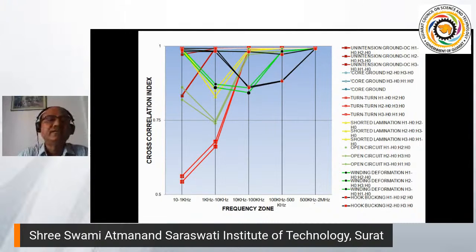Now here, in the different zones, different types of faults are created, and how the cross correlation coefficient (CCF) varies is checked. It is intentionally a model transformer, a model winding, that we took and did this on. So if you check it, it will tell at which zone which type of fault is going to occur.